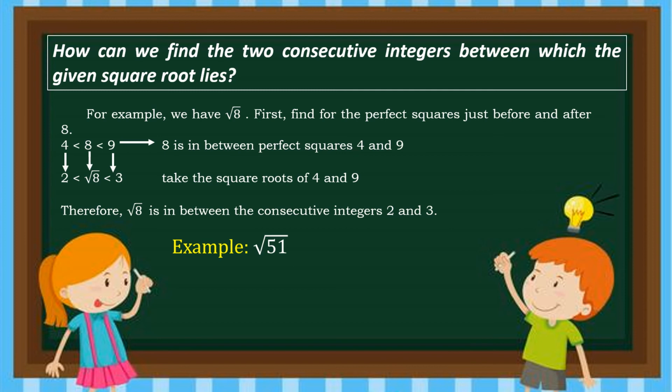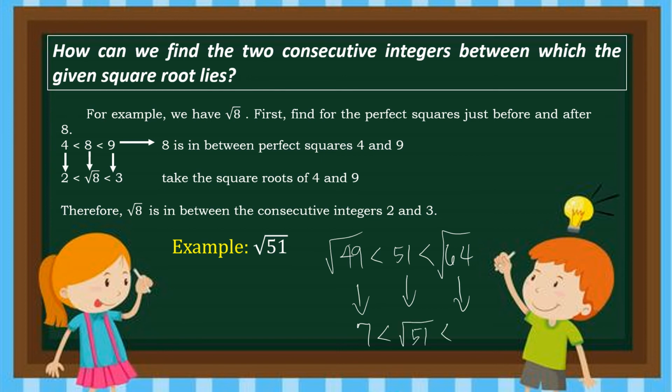Okay, let us try to find between what two consecutive integers can we find the square root of 51. So, saan siya malapit? Anong dalawang perfect square number yon? So, that would be 49 is less than 51 and 51 is less than 64. So, let us take their square root. Yun yung second step natin para makita natin kung between what two consecutive integers siya matatagpuan. The square root of 49 is 7. That would be 7 is less than square root of 51. And square root of 51 is less than the square root of 64, which is 8. So, saan siya natagpuan? Sa pagitan nila 7 and 8. As easy as that. Okay?